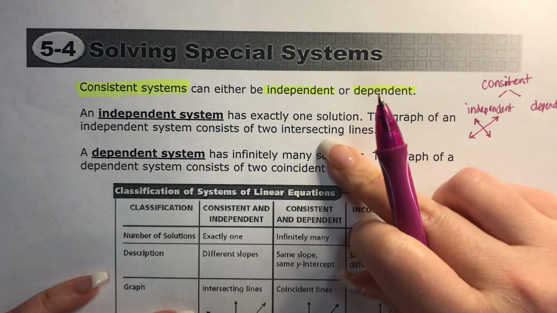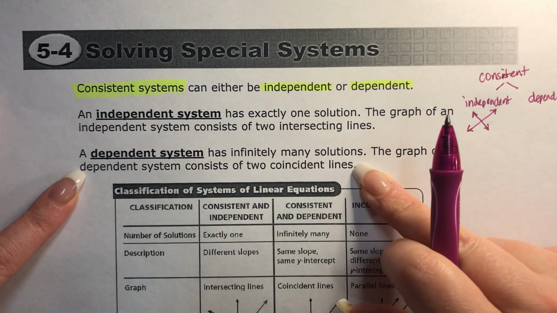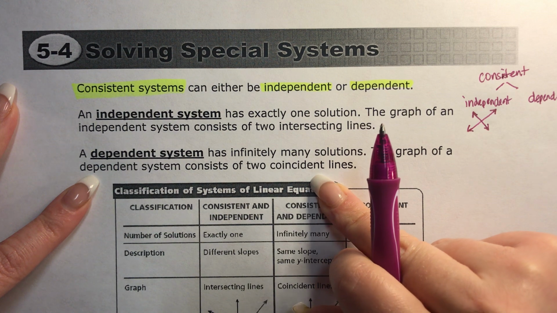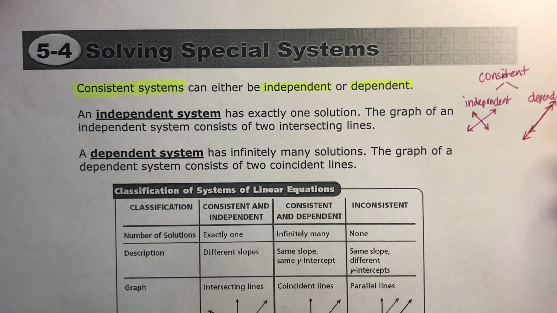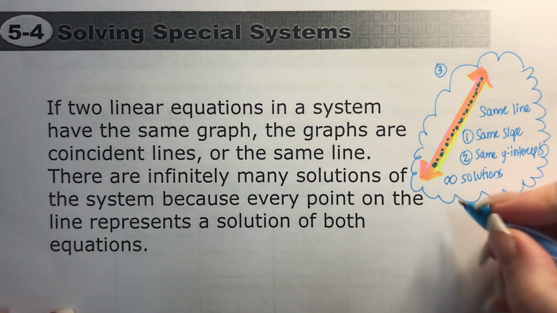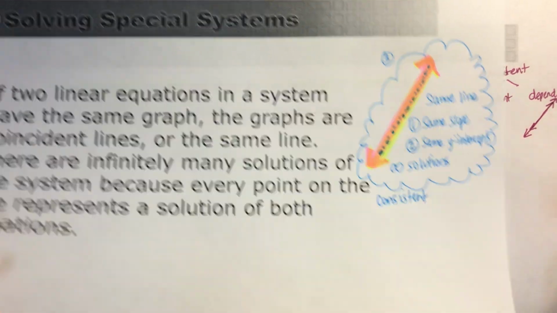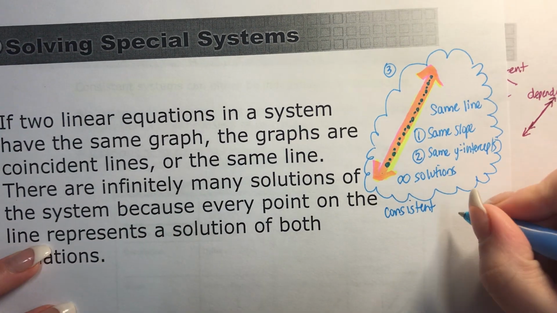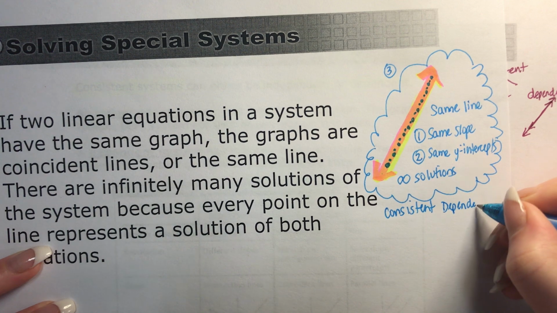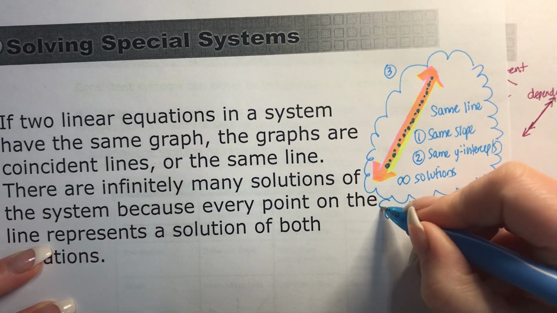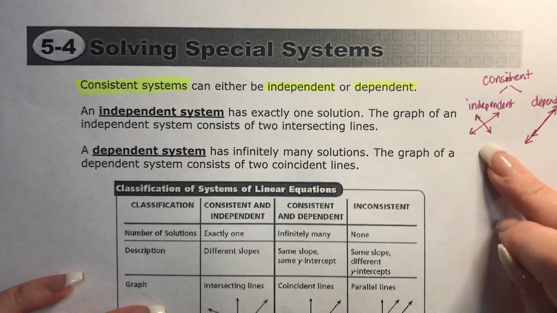Now we know what an independent system is, so what is a dependent system? A dependent system has infinitely many solutions. The graph of a dependent system consists of 2 coincident lines. That means a dependent system has 2 lines that are right on top of each other, which is really our third type right here. So this was a consistent dependent system. Perfect. So now we know the difference between an independent and dependent system.